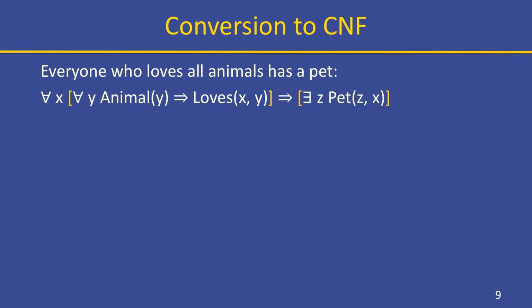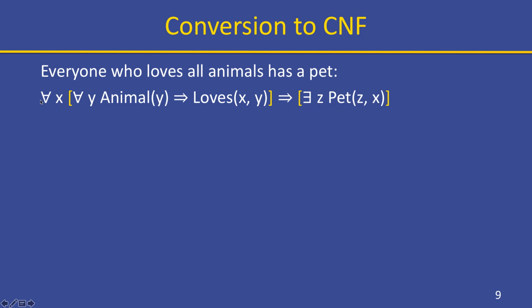Consider the sentence, "Everyone who loves all animals has a pet." That sentence in first-order logic can be written as, for all x, (for all y, animal y implies loves x y) implies there exists z, pet z x. So anyone who loves all animals has a pet. I added these brackets here so that we are clear on what implies what. It's this whole implication that implies this.